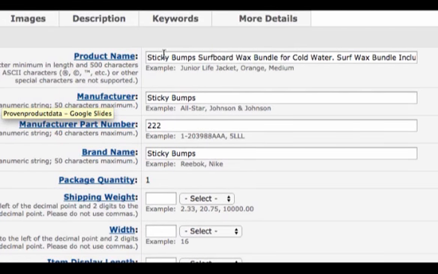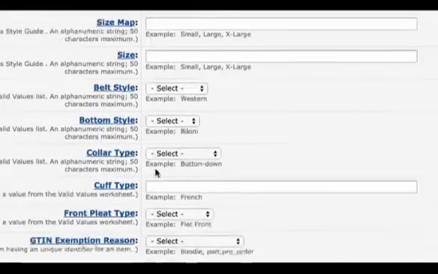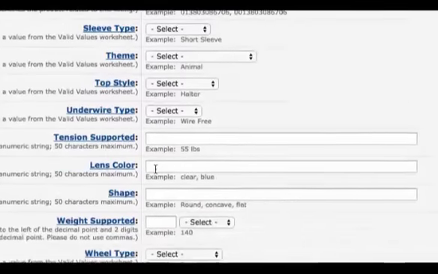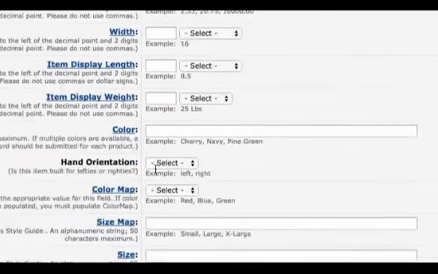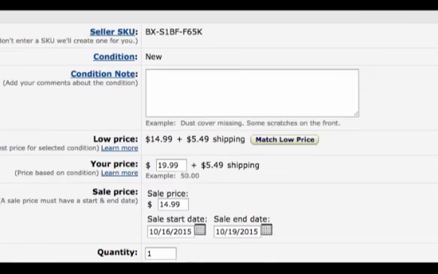Okay, so we have our product name. Sticky Bump Surfboard Wax for cold water. This is the product name that we wrote, so that's pretty self-explanatory. It's in your creation template. All this stayed the same: manufacturer, brand name. This stuff's irrelevant, and it looks like so much stuff, but we actually don't need to put information there, so don't get hung up on that. Don't get stopped on that.